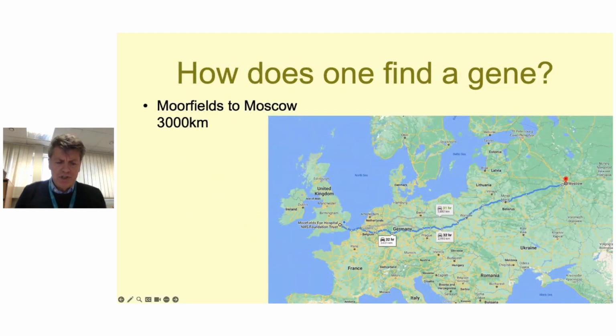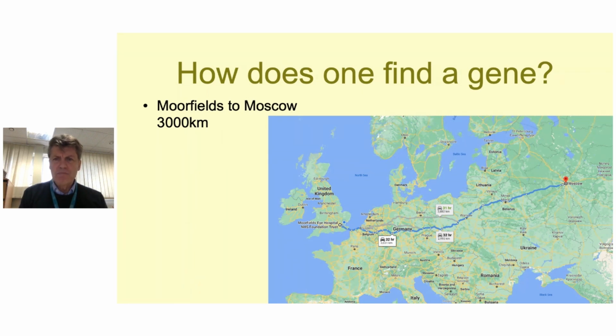I've just changed slides now, and the first time there's actually a picture on it. So I just want to talk a bit about how we find a gene and how complex that is. And on the slide, there is a picture that I've downloaded from Google Maps, a journey that I could take from Moorfields in London to Moscow. I've chosen that because it's 3,000 kilometers, so it's very easy to use this analogy.